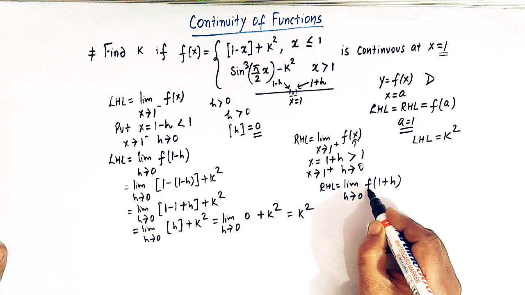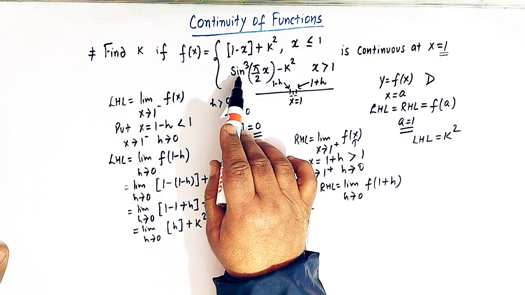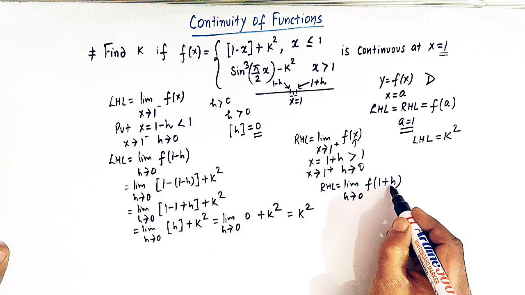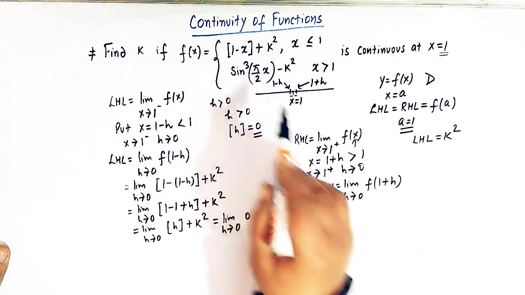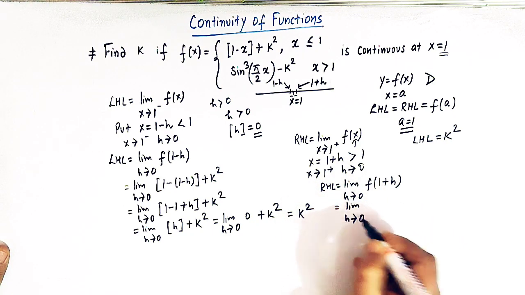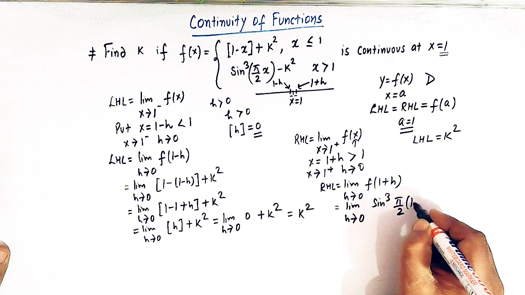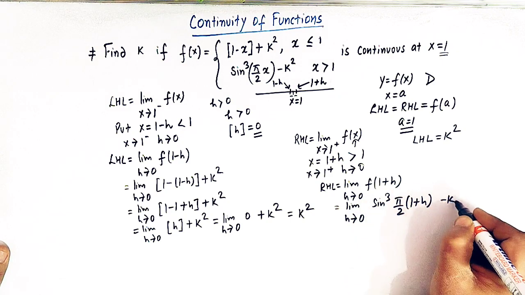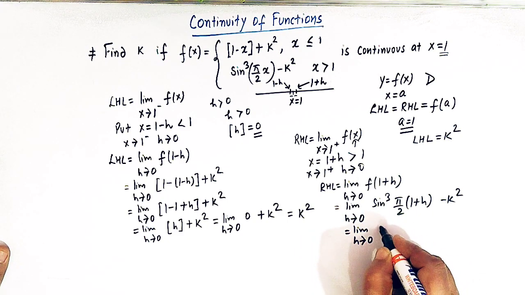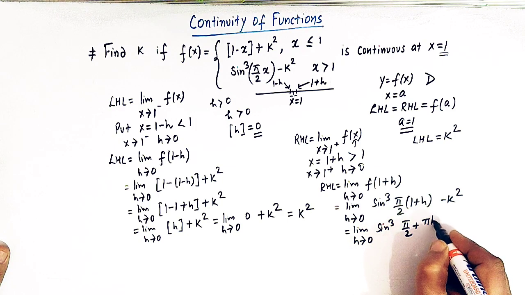So when we have f of 1 plus h, we have the function f of x is equal to sine cube pi x over 2 minus k square. So f of 1 plus h may be calculated by replacing x by 1 plus h. So we have limit h tends to 0 of sine cube of pi by 2 times 1 plus h, minus k square, right? So this is limit h tends to 0 of sine cube of pi by 2 plus pi h over 2.